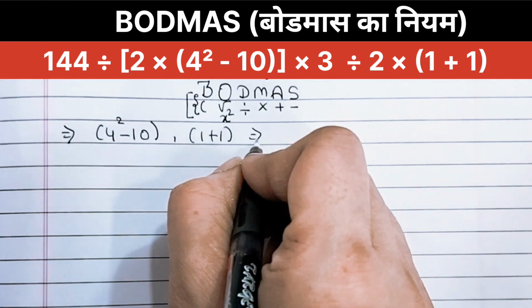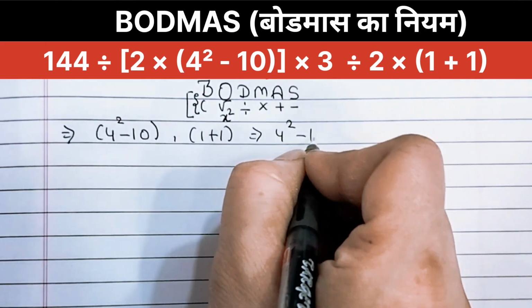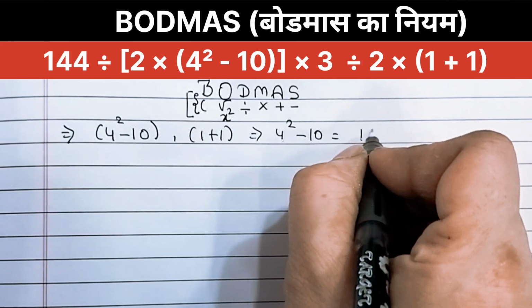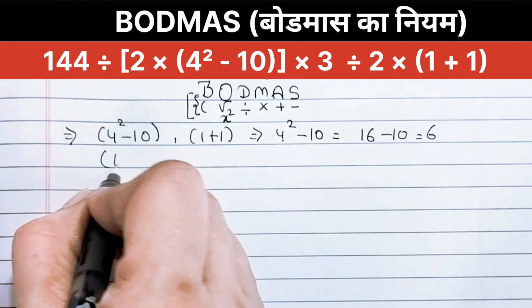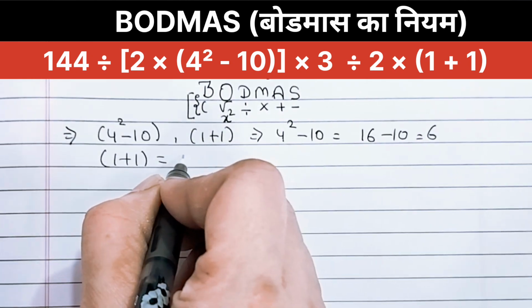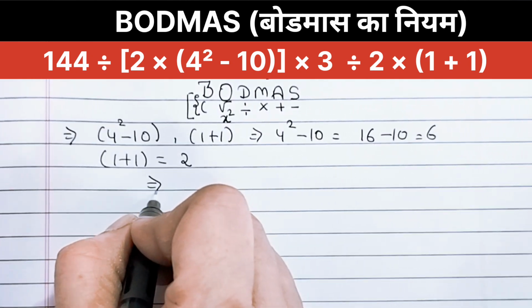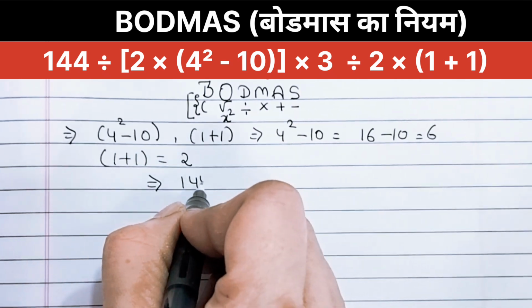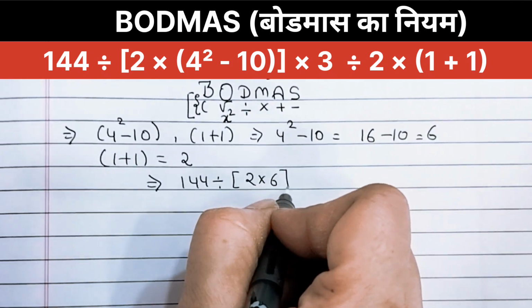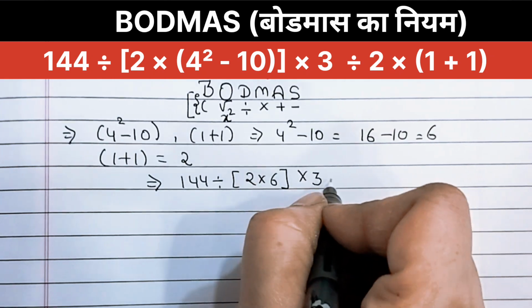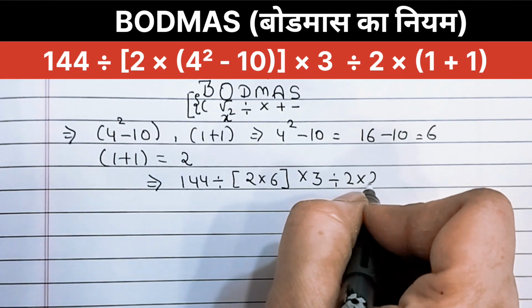So first we solve 4 square minus 10, which equals 16 minus 10 equals 6. And the next one, 1 plus 1, is equal to 2. So now the current expression becomes 144 divided by square bracket 2 multiplied by 6, then multiplied by 3 divided by 2 multiplied by 2.